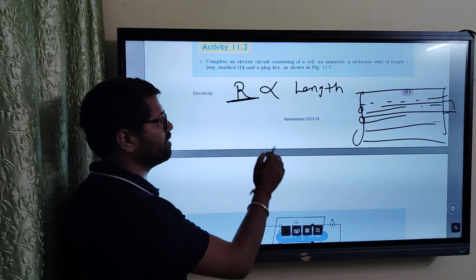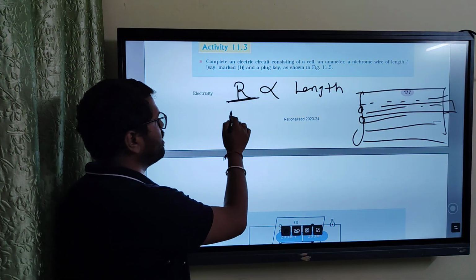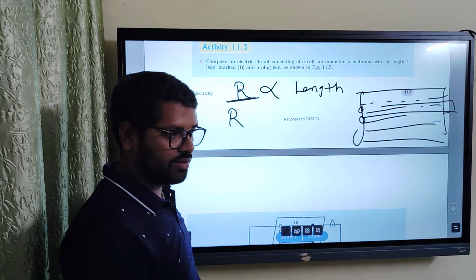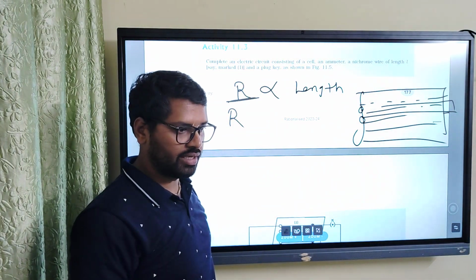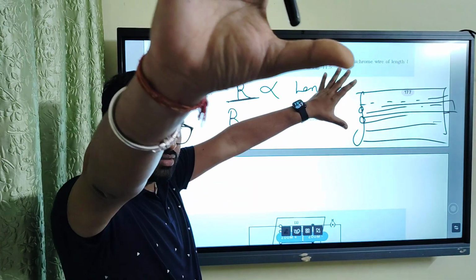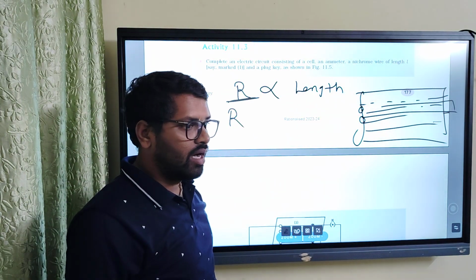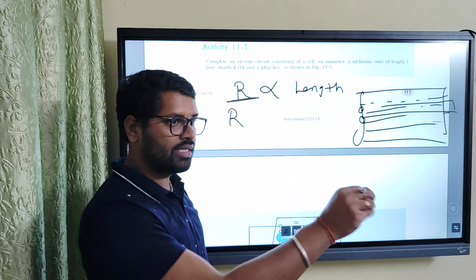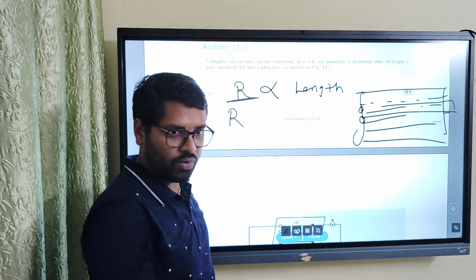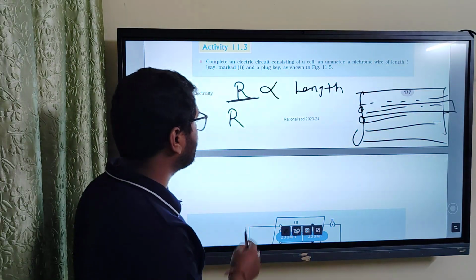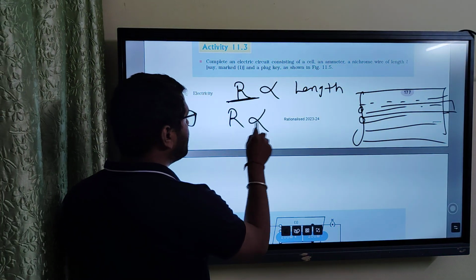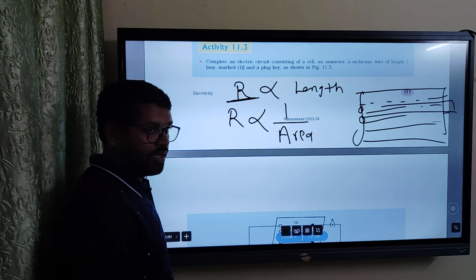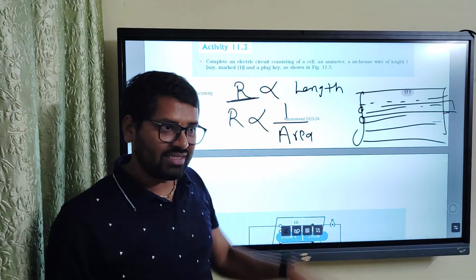Similarly, if you increase the area, suppose you go to the same movie in another theater, there are 10 counters. What will happen? Resistance will be less. There will be less opposition. You just go, buy the ticket and enter. It is a smooth process, right? Going and coming is smooth. That's why we say resistance is inversely proportional to area. Correct? So if area is more, resistance will be less.